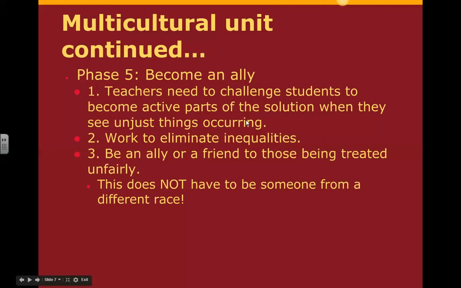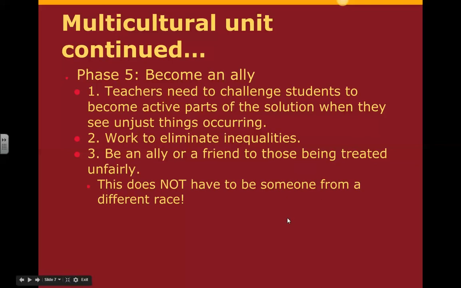And then phase 5 would be help kids to become an ally. In other words, now that they have researched about this culture or community, these people, now you can help them to really become active parts of a solution when they see things that are not right that are happening, that they can take a stand and work to eliminate inequalities, become an ally or a friend to those who are treated unfairly.